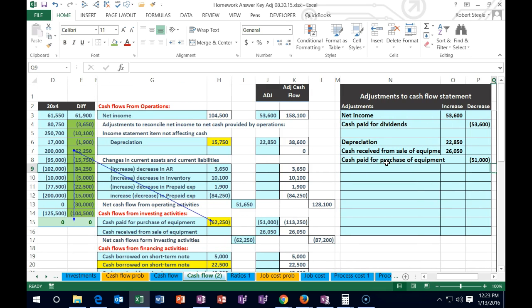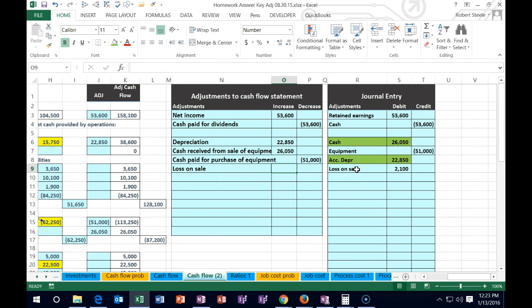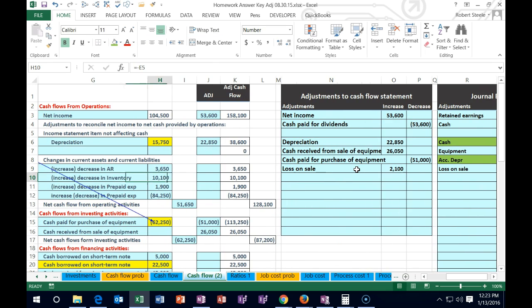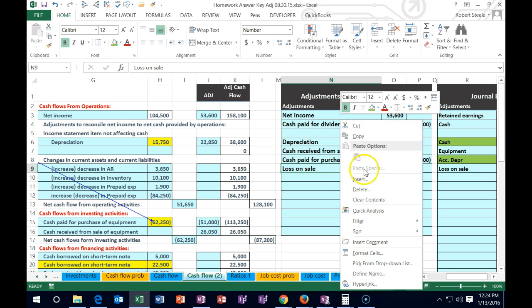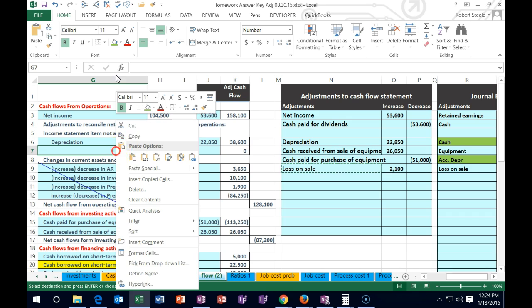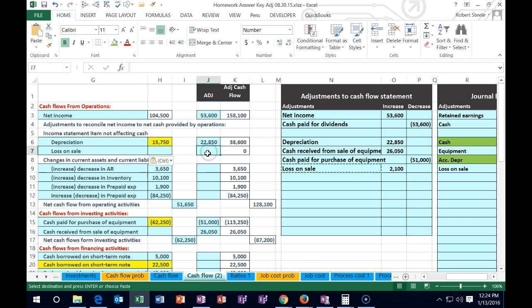So that's where this is going to go, and that's this convenient little spot right there. That's where it's going to go. And we're going to call that loss on sale. And that's where that last item is going to go. That's where basically the debit is. In this case, we're going to increase the net income because that loss brought down net income. We're going to bring it back up. So we're going to copy that. I'm going to put that right here, paste it, and that's going to be from this number.